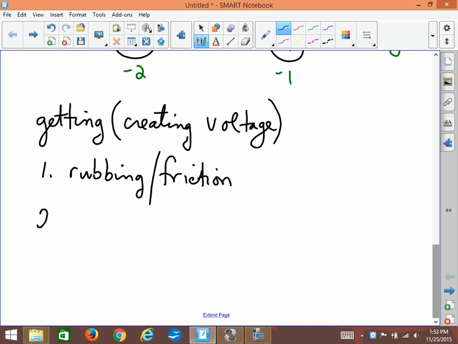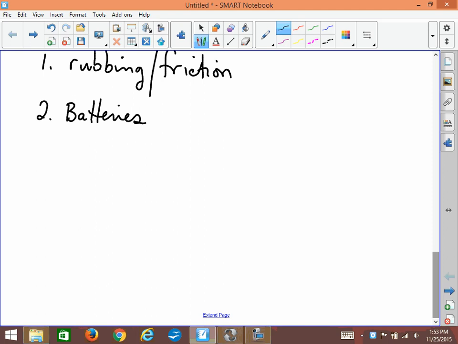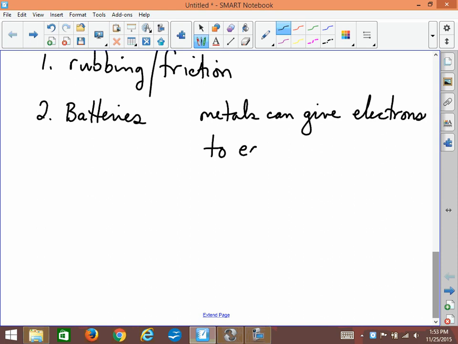The other thing we can do is we can use what are called batteries. There's an interesting thing that happens with batteries. Batteries are the result of an interesting property of metals. Metals can give electrons to each other. In fact, metals are very odd. They have very strange behaviors that only metals have. And it's quite complicated, but I'm just going to write it like this. Metals can give electrons to each other. Some metals like to give them, and some metals like to take them.